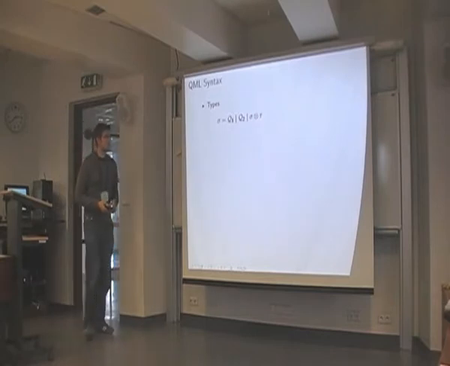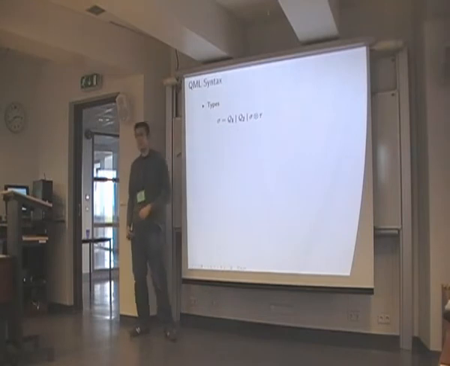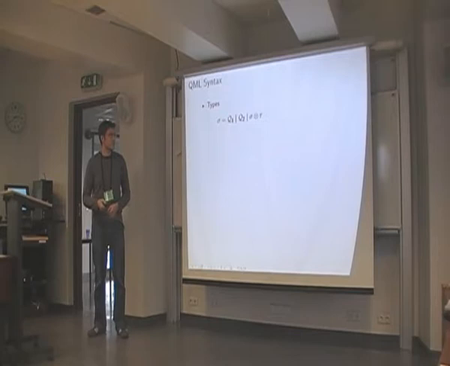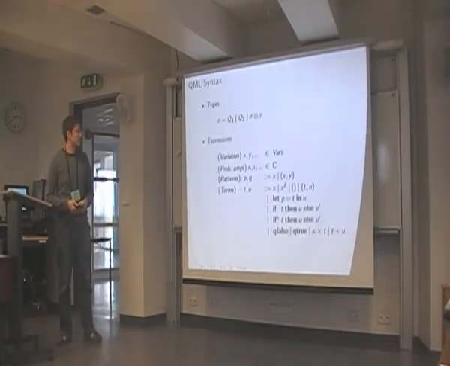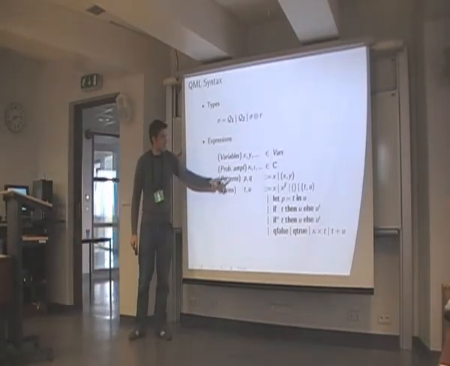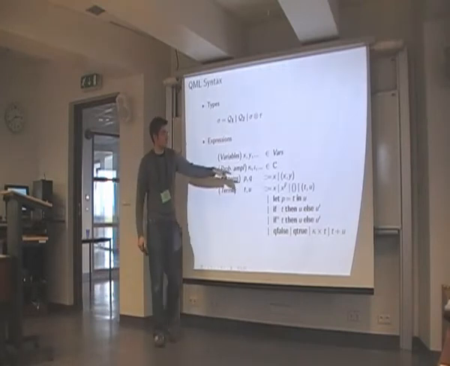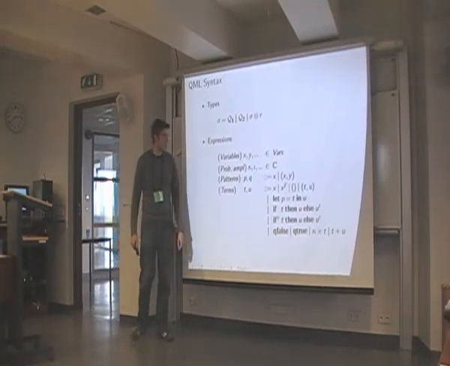So the syntax of QML has a simple type system. This is the type of a qubit, and you can tensor qubits together, and there's a unit type as well. It's just a very simple type system used to keep track of variables and qubits. The expressions in the language are either variables. We allow probability amplitudes to be any complex number. Patterns are either variables or pairs of variables. And the terms are pretty standard from any simple functional language.